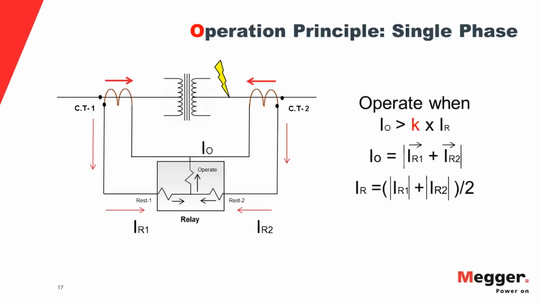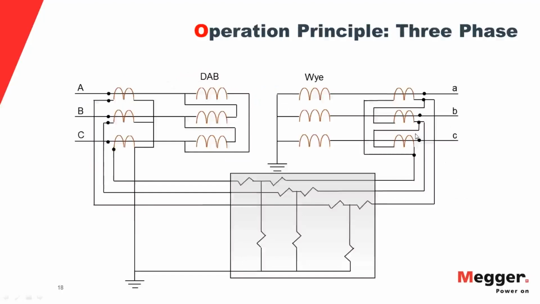Now let's see an example of a three-phase differential. I have here a delta-Y transformer with CTs on the delta side connected in Y fashion, and CTs on the Y side connected in delta fashion. Let's see a fault happening on A phase, and assume it's an A-phase-to-ground fault. With this winding configuration, there would be flow of current in this direction.